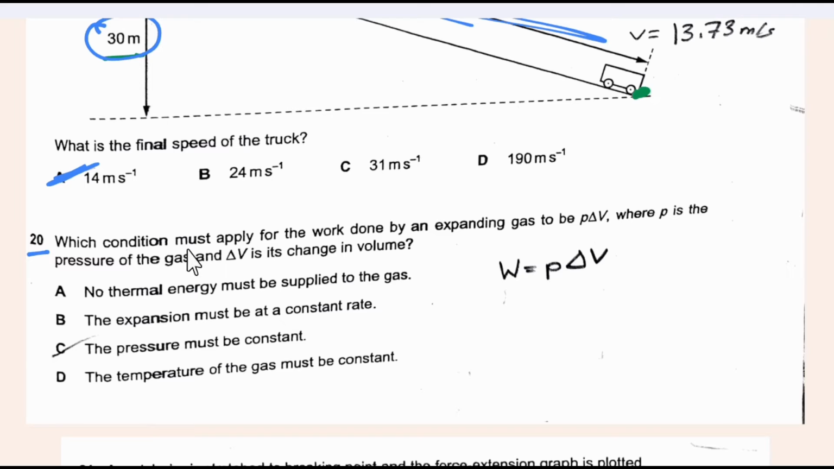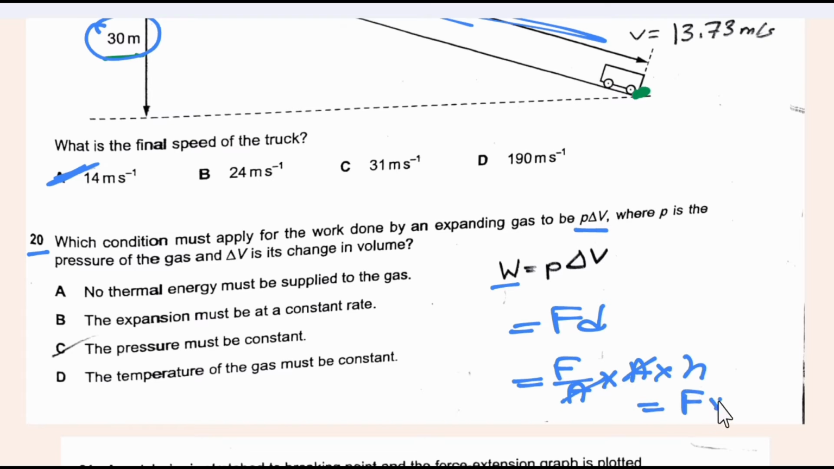20. Which condition must apply for the work done by expanding a gas to be PΔV? For work done we know the equation: work done is equal to force times distance. Also work done is equal to pressure times volume change, and pressure is force by area, and volume is area times height. So the area cancels out, and it comes to force times height, or force times distance. These are basically the same. So we need to show this, where P is the pressure and ΔV is the change in volume.